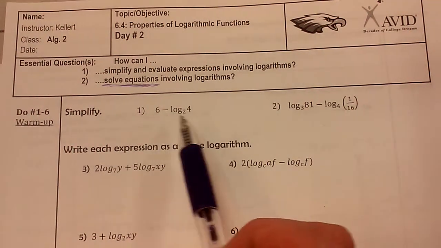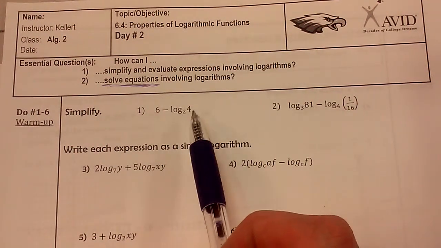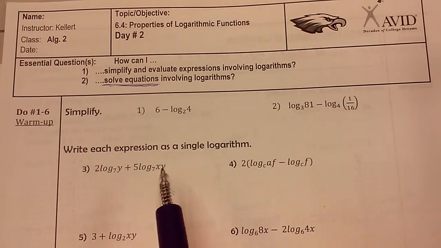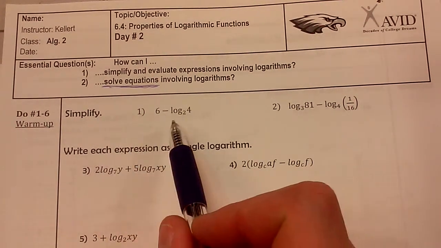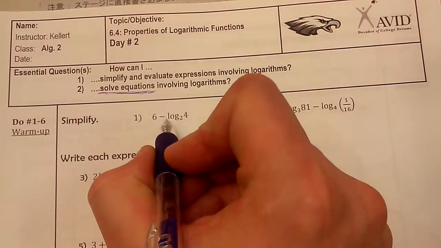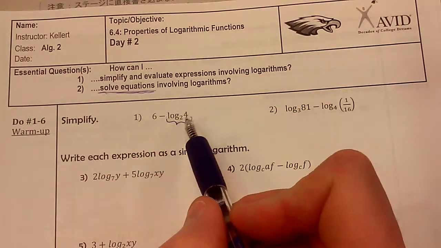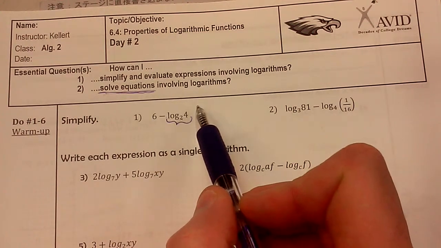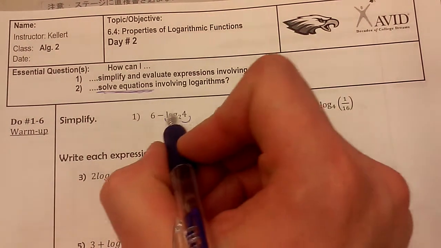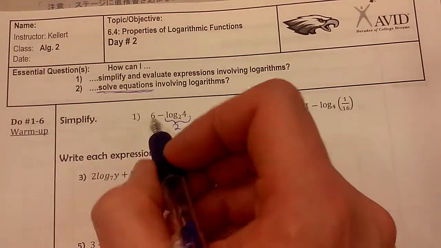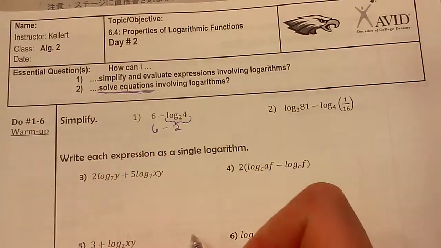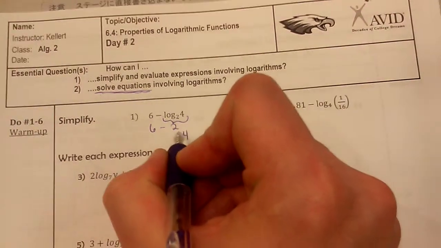Simplify. So for number 1, I'm trying to break this down into the simplest, smallest form that I possibly can. 6, that's no problem. That's the number 6. This, remember what a log is asking. This is saying 2 to what power would give me a 4? So that means this whole thing equals 2. 2 to the second power equals 4. So now my problem really is 6 minus 2, and that is 4.